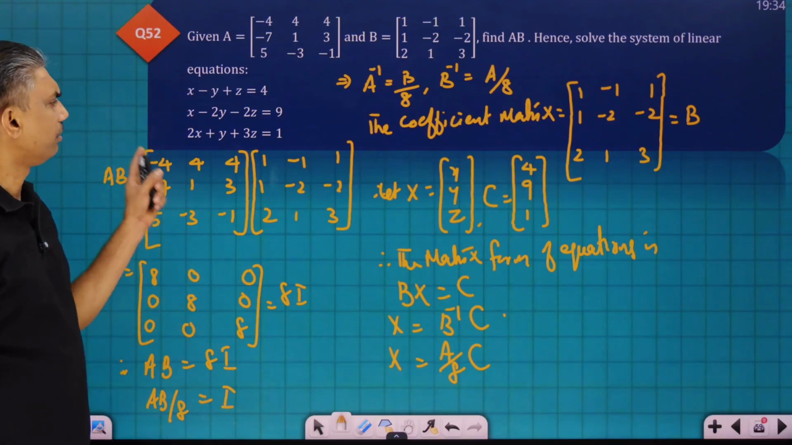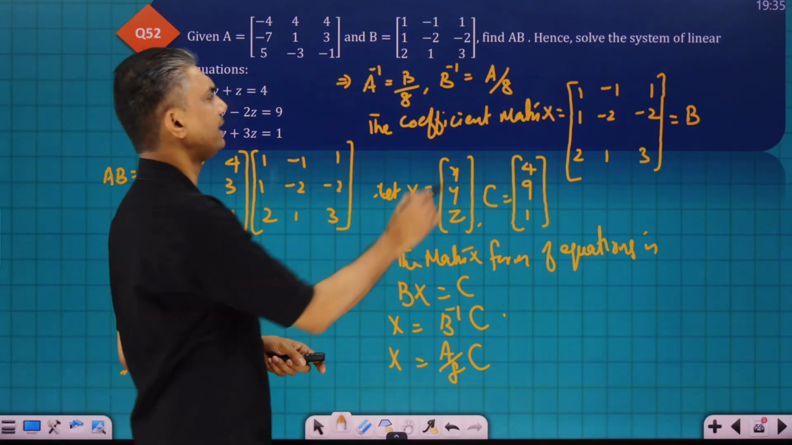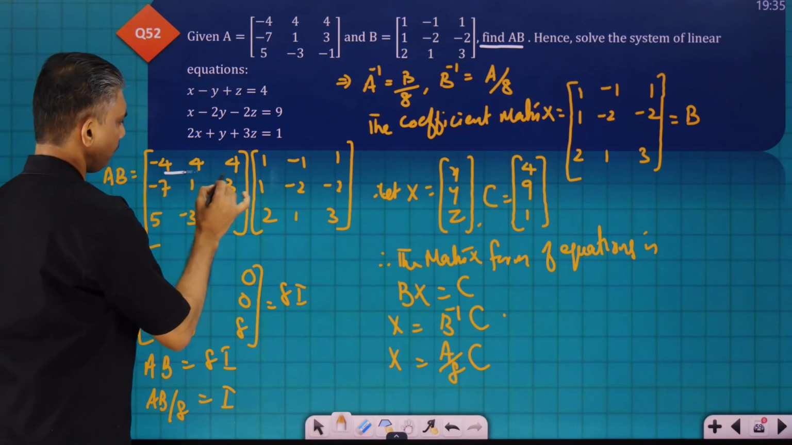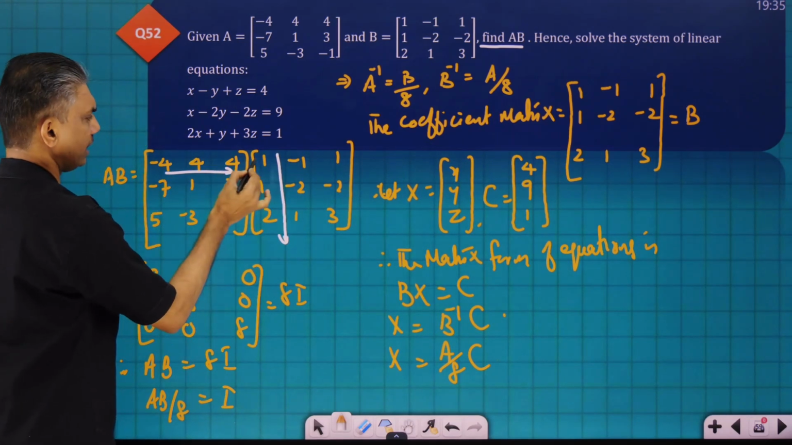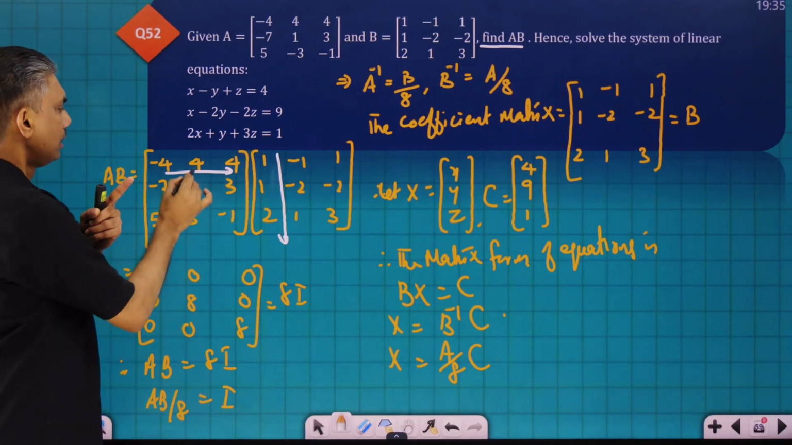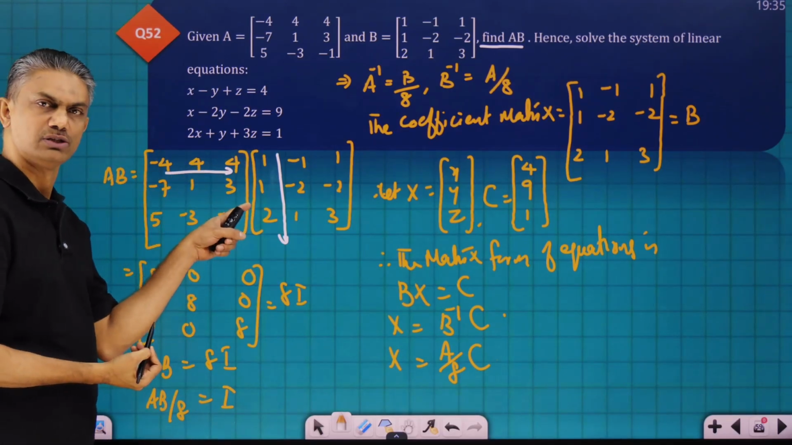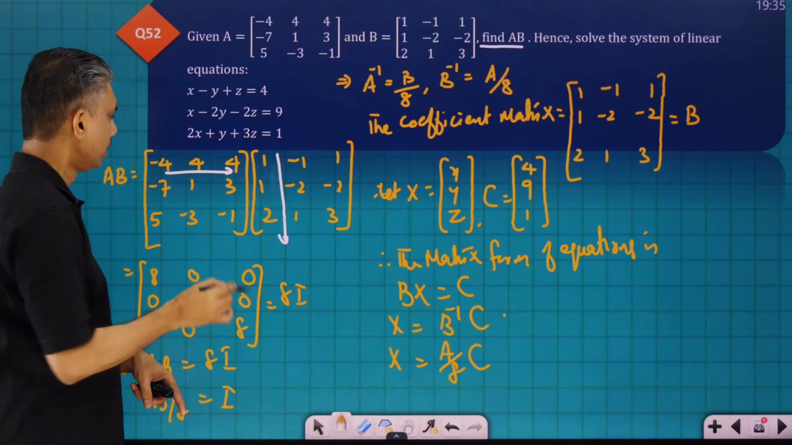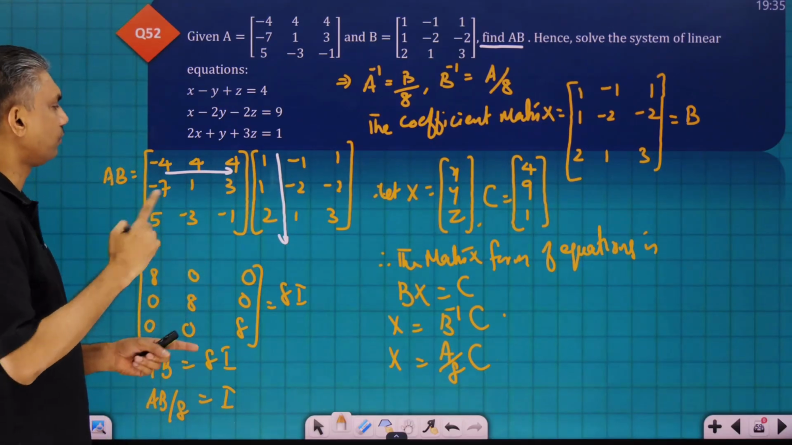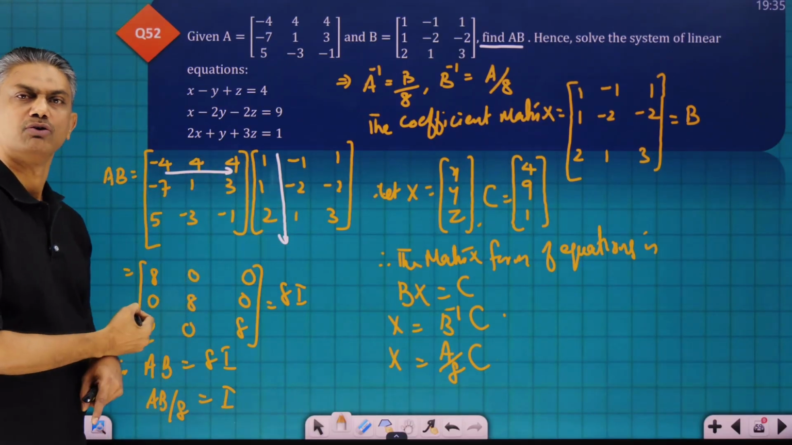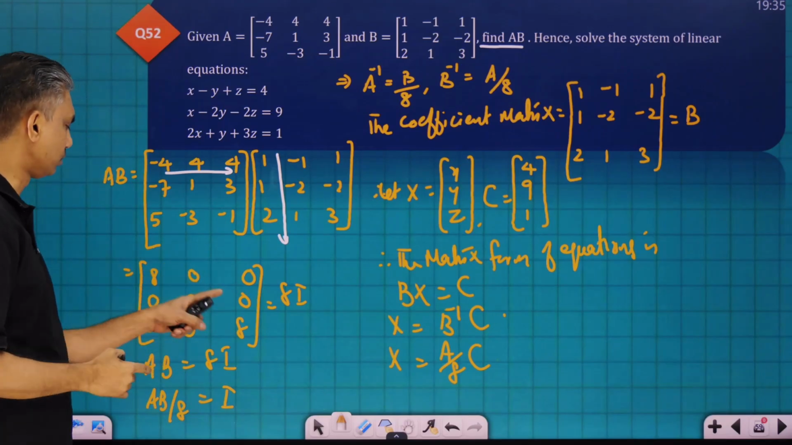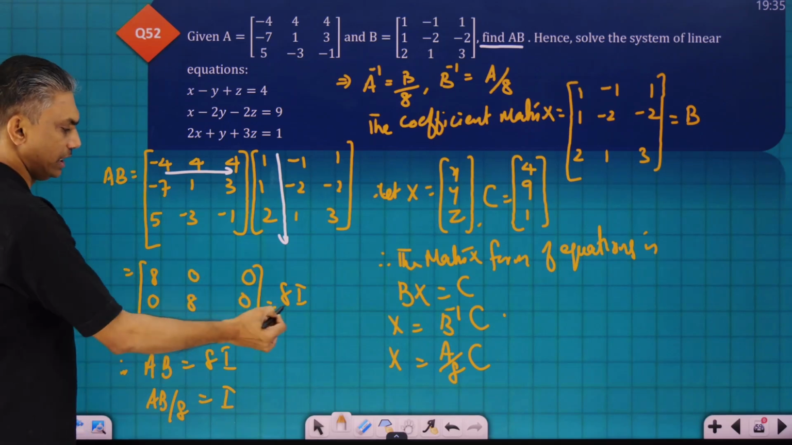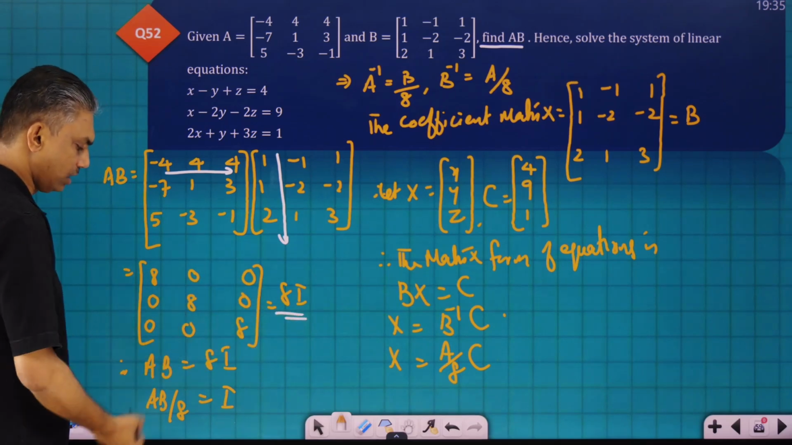25. See, it is very important. See, they're asking find AB. When you multiply this one, A into B, see here, first row, first column: minus 4 into 1, minus 4, 4 into 1, 4, minus 4 plus 4 is 0, plus 4 into 2, 8, then minus 4 into minus 1, 4, 4 into minus 2, minus 8. 4 minus 8. Plus 4 into 1, 4. So 4 minus 8 plus 4 will be 0. So if you multiply this one, you will be getting 8, 0, 0, 0, 8, 0, 0, 0, 8. So that is equal to 8I. So A into B equal to 8I.